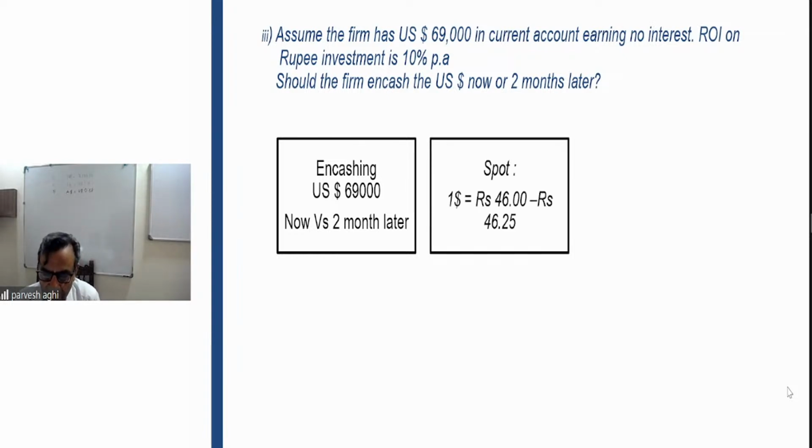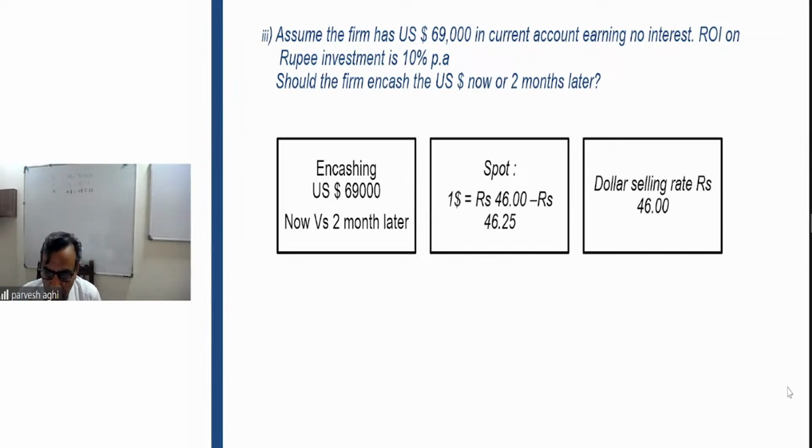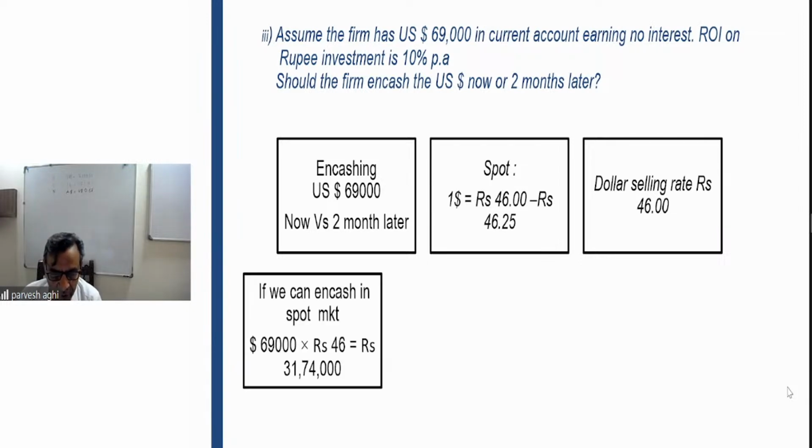The spot rate is 46/46.25. So you have 69,000 with you. You convert that now, the rate will be 46. So you'll be looking at the bid rate. Now you have $69,000 with you. You want to convert them into Indian rupees. You want to sell the dollars. So you will be looking at 46. So you have to look at the bid rate. So if you encash it, you get 31,74,000 rupees, if you encash it now.